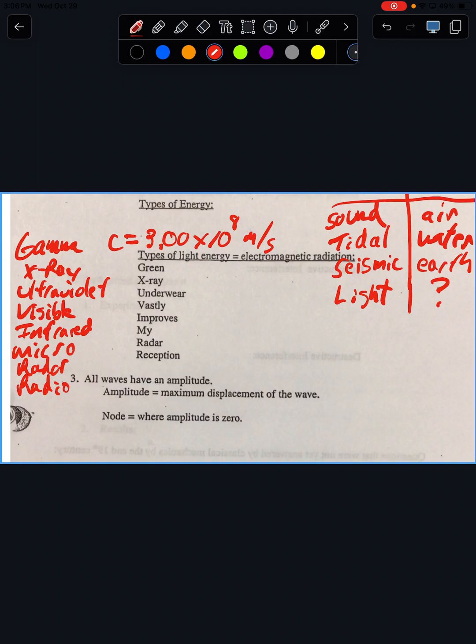Gavin, I'm taking my son to get an x-ray tomorrow. How fast do the x-rays travel? I'm going to go tanning later today. How fast do those ultraviolet lights in the tanning bed travel? How fast do you travel, Ben? Speed of light, which is 3 times 10 to the 8 meters per second.